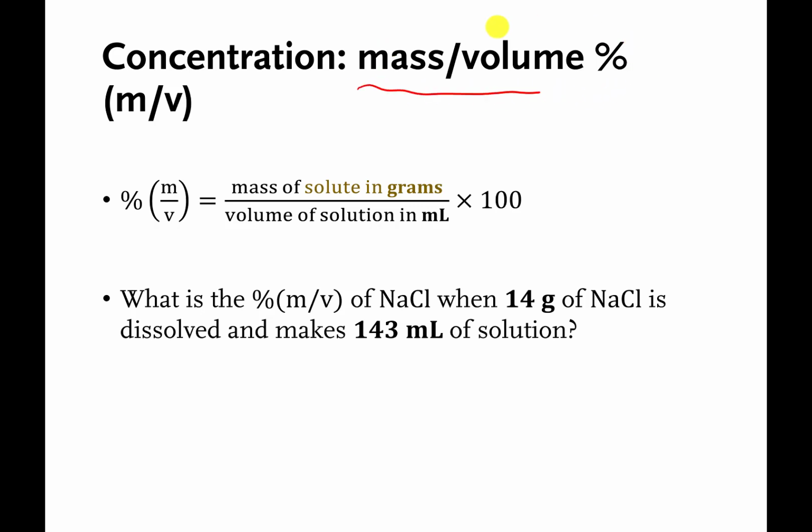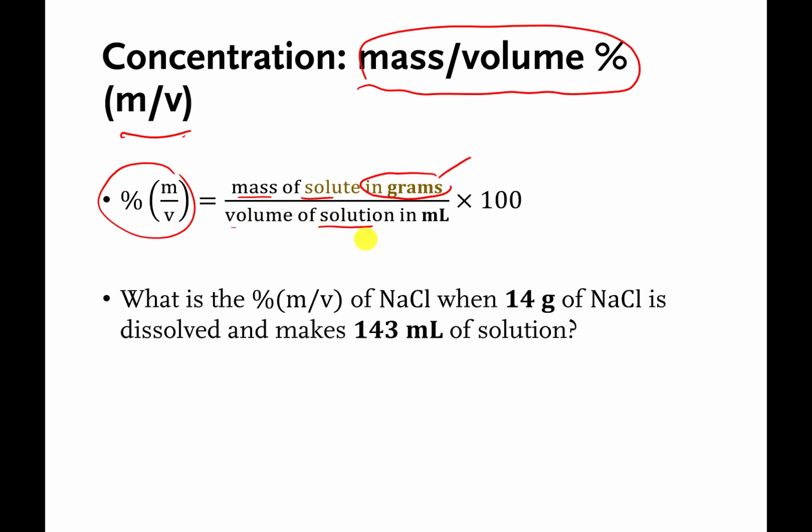The third equation, and the last one in this video lecture, is kind of a mix between the first two. It's called mass over volume percent, or percent m over v, percent parentheses m over v. And it has very specific units. So percent m over v is the mass of the solute, that's the stuff you're dissolving. Units have to be grams. And the volume of the solution, that's the entire mixture, has to be in milliliters. Those are the only units you can use in this case.